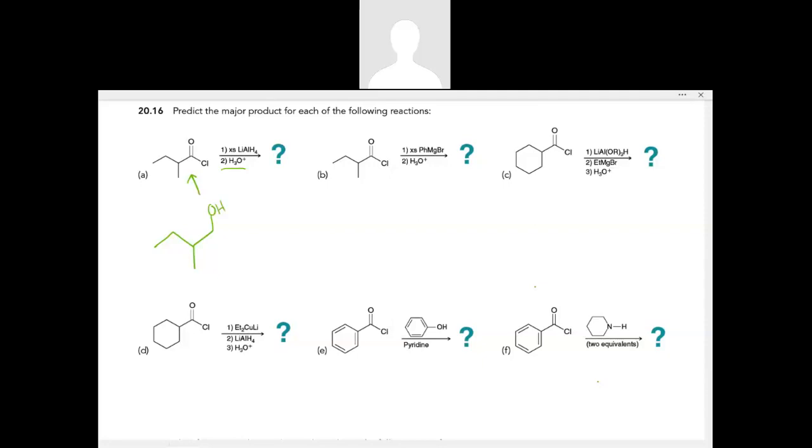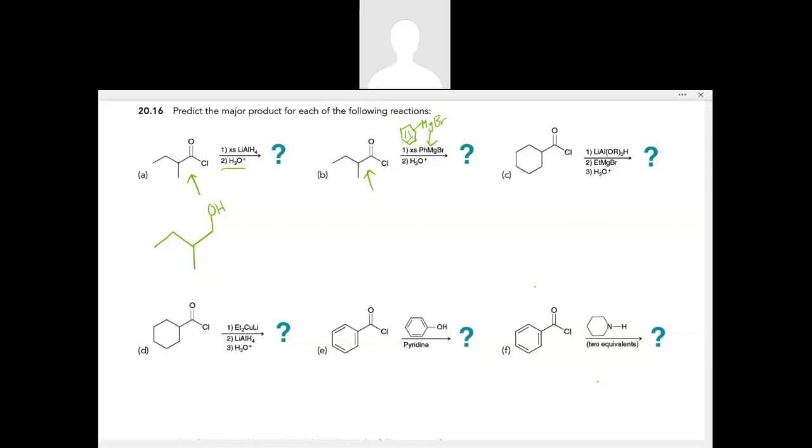alcohol here. In part B, now we're going to react this same acid chloride with excess phenyl magnesium bromide. So if you recall that structure, the phenyl group here specifically is abbreviated Ph for obvious purposes. It's a large benzene ring.